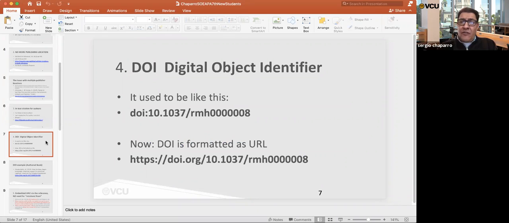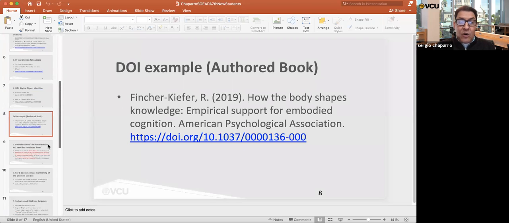We have a new way of writing the digital object identifier, which is the social security number of every possible research article. However, not every possible research article has a social security number. So don't look for the DOI when there is none, okay? But you can learn that also from the blog. Here's an example of it.